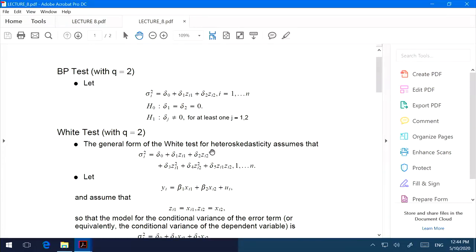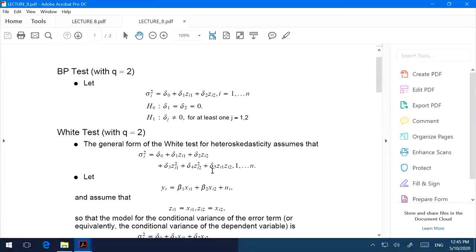Well, here's the general form of White's test. So again, I'm assuming here that q is equal to 2. So I've just got two Zs, Z1 and Z2. And typically these would be two of the regressors, X1 and X2. So with the Breusch-Pagan test, my auxiliary regression equation just involves regressing the squared residuals on a constant, Z1 and Z2. Uncle Hal, he takes things a little bit further. Some people think he takes things too far. So in addition to including Z1 and Z2 as regressors in the auxiliary regression, he also includes Z1 squared, Z2 squared, and the cross product Z1 Z2.